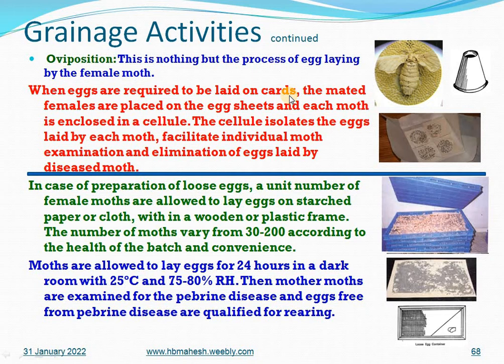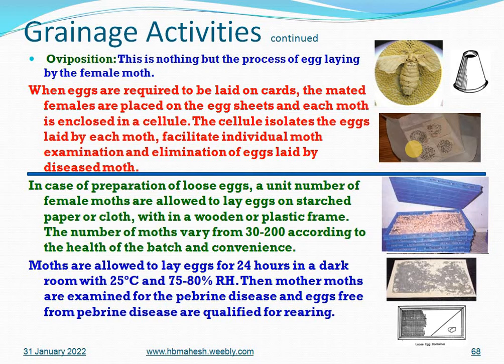The mated females are placed on the egg sheets and each moth is enclosed in a cellule. The cellule isolates the eggs laid by each moth, facilitates individual mother moth examination, and elimination of eggs laid by a diseased moth becomes easy. Because in the picture you can see each circle holds 400 to 450 eggs, laid by a single female moth. So when you conduct individual mother moth examination, if you find that the mother moth is infected by pebrine, then easily we can remove such layings or such eggs.